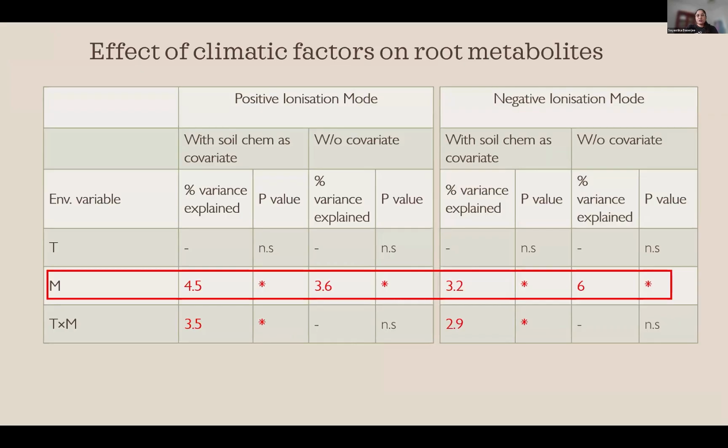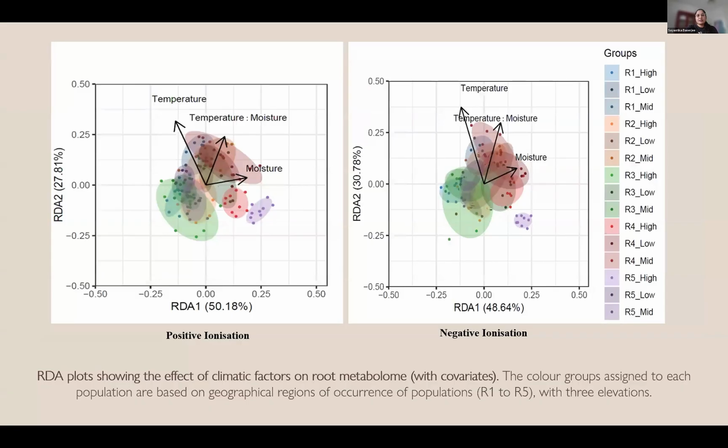And so we can say that moisture effects were stronger, and this was followed by the effects of temperature and moisture interacting, in both positive and negative ionization mode. Here is the RDA plot, and we see the differentiation in the metabolomic profiles amongst the 15 populations, and that almost 50% variation is being explained by the environmental variables. And we can also see that the interaction effect is also exerting important and significant effects.